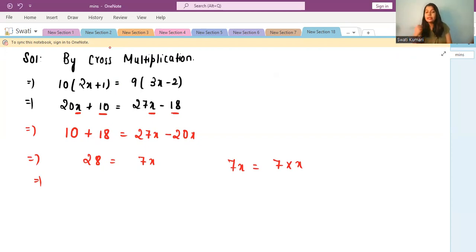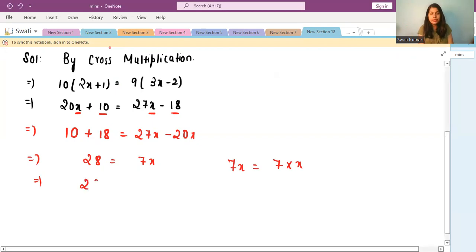Now because 7 is getting multiplied here, once you shift it to the other side, it will basically be divided. So 28 upon 7 equals x. And that is why x will become 28 upon 7, you can just simplify this. So the answer is 4. And that's our answer for the first question.